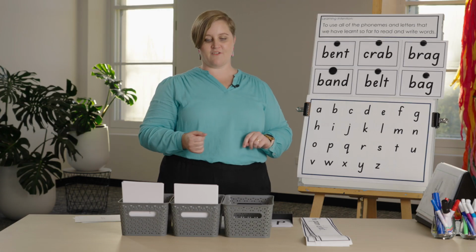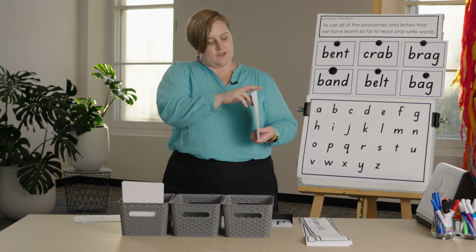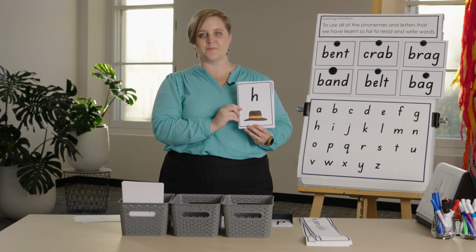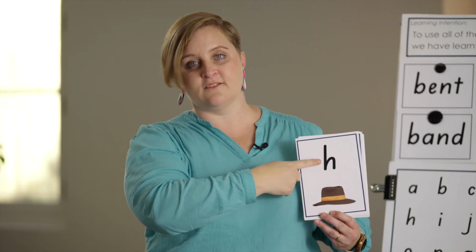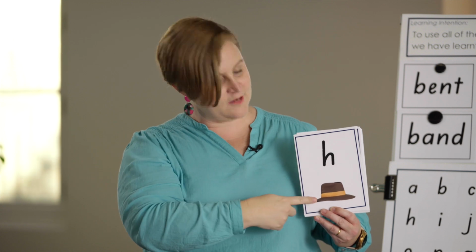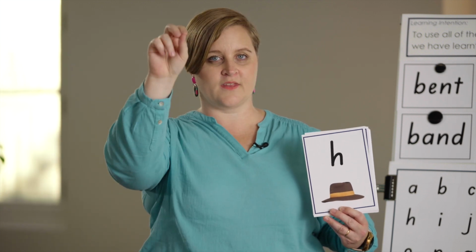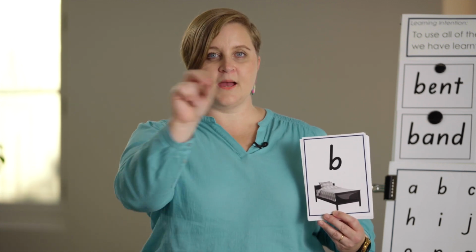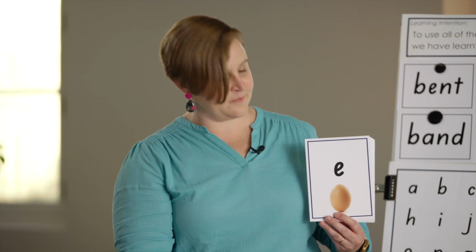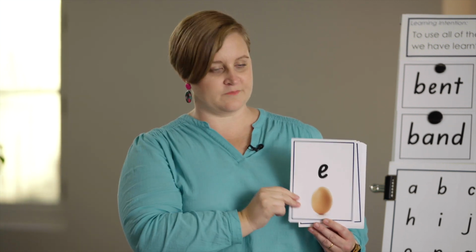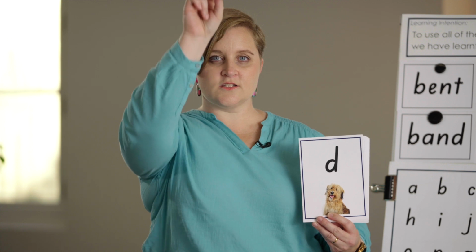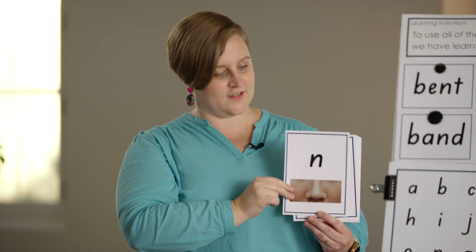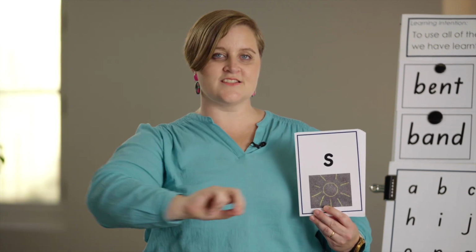It's time to do our skywriting now, so stand up, out of your seat, have a big stretch and get your skywriting hands ready. Remember, we say our letter name, our keyword, and the phoneme. Off we go. H, hat. B, bed. B. E, egg. E. D, dog. D. N, nose. N. S, sun. S.